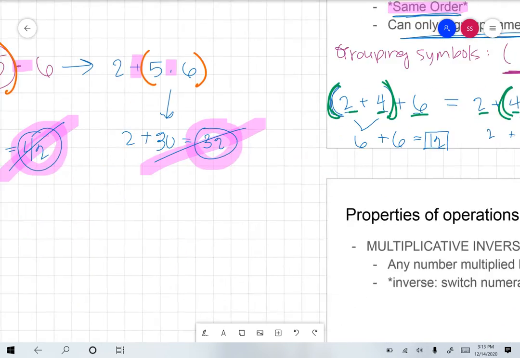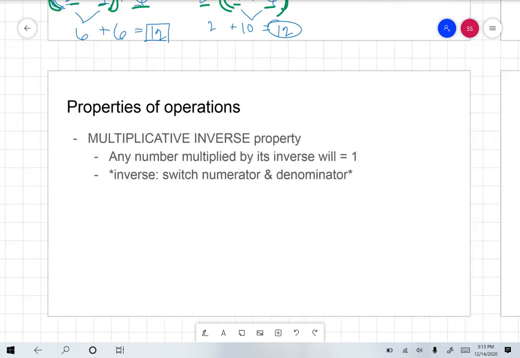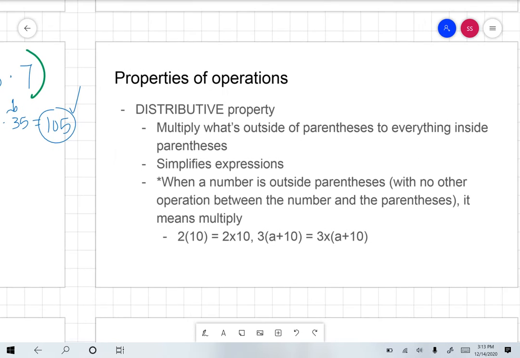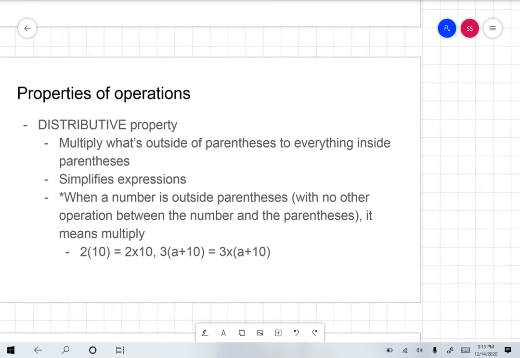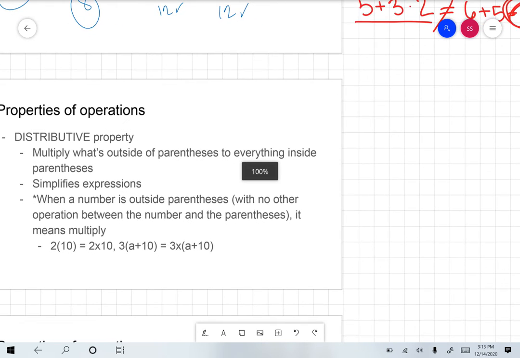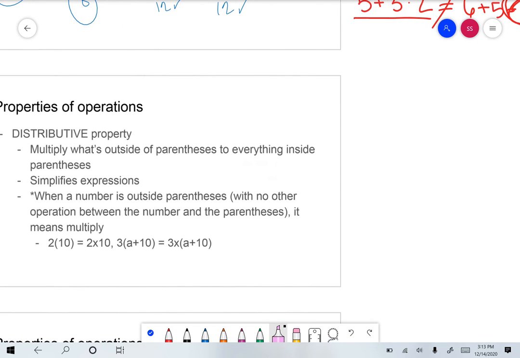Let's go to the next one. No, not that one, this one. Distributive property. Okay, this one is definitely the one you will be using the most. Again, we're just going over a really basic overview of what these properties are, just so you can recognize it. And then when we get back from break, we're going to go over these in a lot more detail with solving equations. So keep that in mind while I'm explaining this. Okay, distributive property.